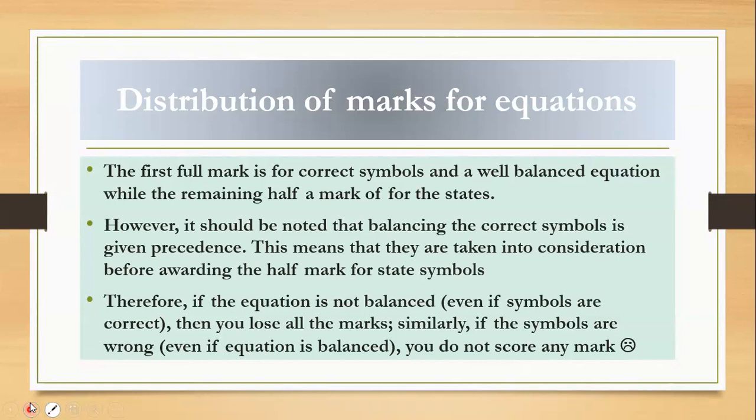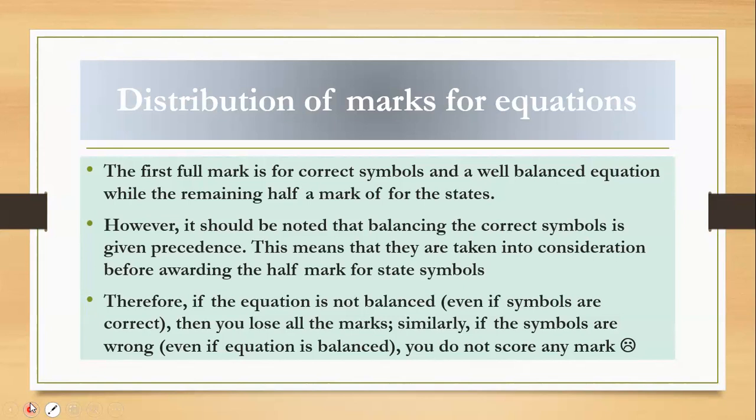And on top of that, those symbols in the equation must all be correctly balancing on the right and left side. Then the other half, which is a half, goes for the states, that is the state symbols. However, that half a mark for state symbols is only awarded to a well-balanced correct equation. If the equation is not correct, as in it is not balanced, the examiner will not even bother themselves awarding the half a mark for the state symbols.